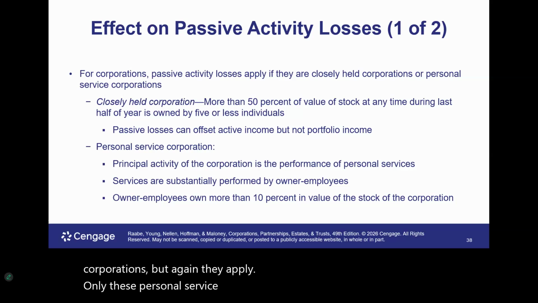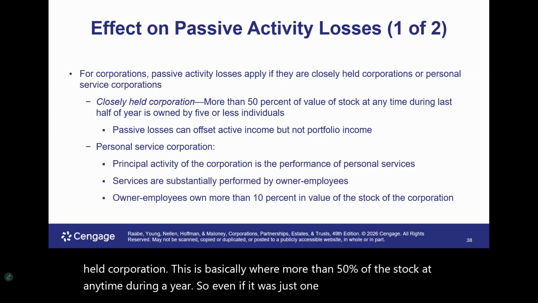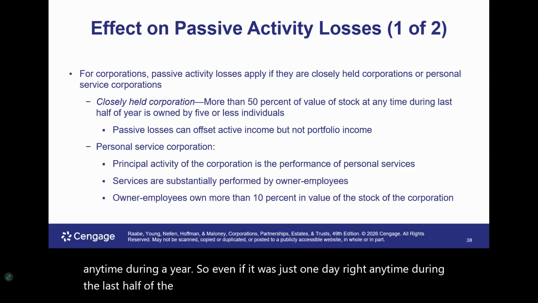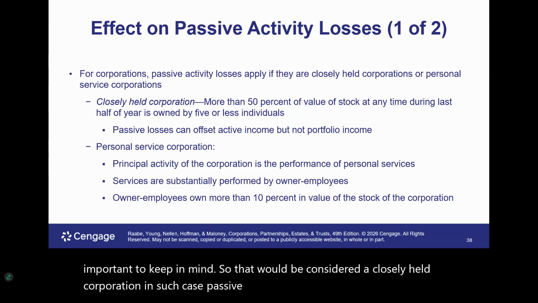So a closely held corporation is basically where more than 50% of the stock at any time during the last half of the year is owned by five or fewer individuals. So even if it was just one day, right? Very, very important to keep in mind. So that will be considered a closely held corporation. In such case, passive losses can offset the active income.